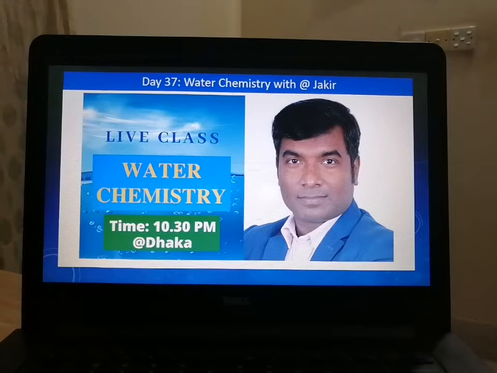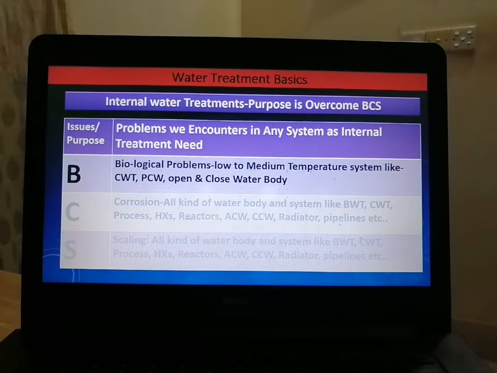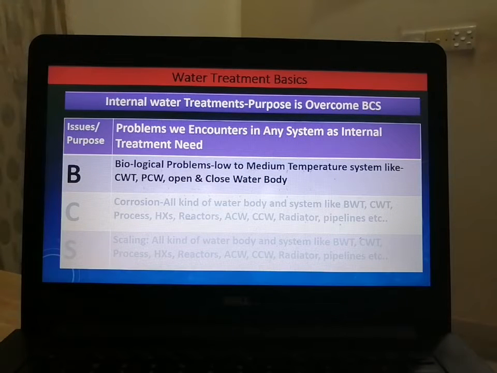And today, as per our discussion, we will discuss water chemistry and internal treatment. We are continuing with internal treatment, part of the water treatment. In internal treatment, we focus on the basic problems that we face, like BCS. We call them biological and biofouling problems, corrosion and scaling problems.